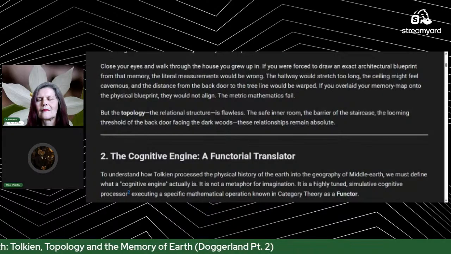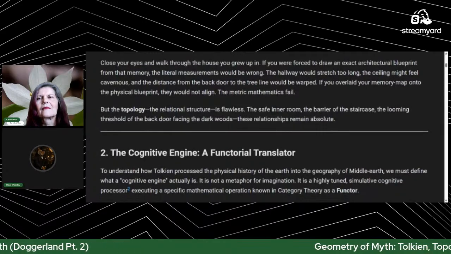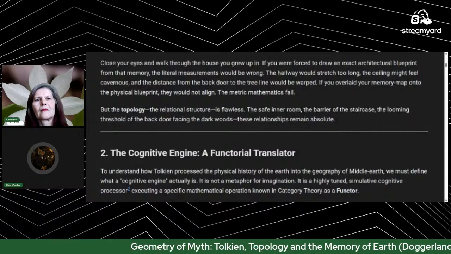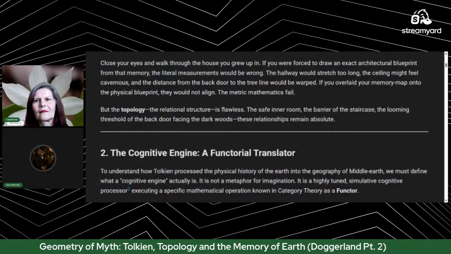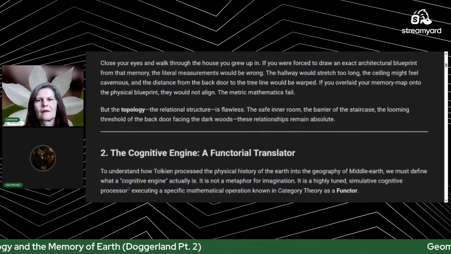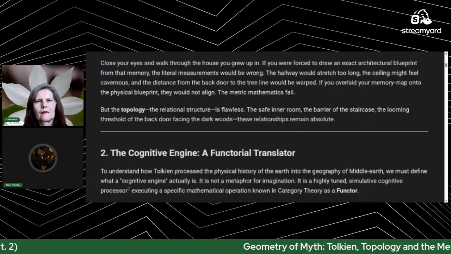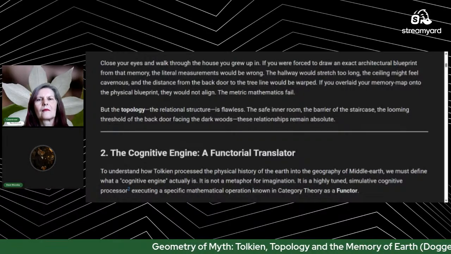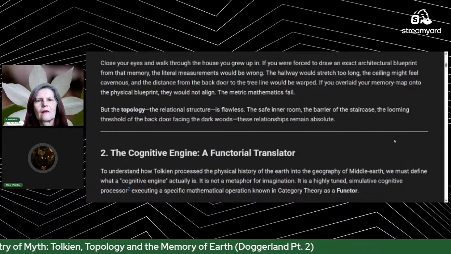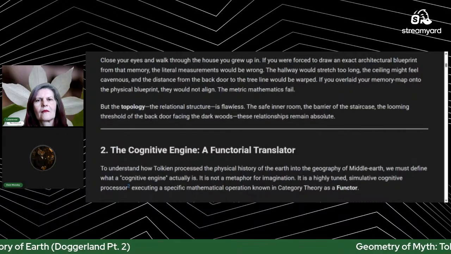If you were forced to draw an exact architectural blueprint from that memory, the literal measurements would be wrong. The hallway would stretch too long. The ceiling might feel cavernous, and the distance from the back door to the tree line would be warped. If you overlaid your memory map onto the physical blueprint, they would not align. The metric mathematics fail. But topology, the relational structure, how things are related to one another, is flawless. The safe inner room, the barrier of the staircase, the looming threshold of the back door facing the dark woods. These relationships remain absolute.